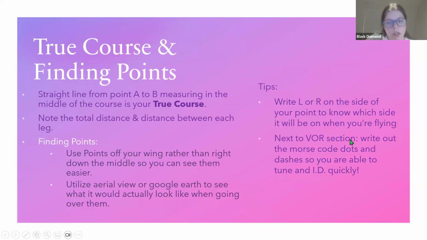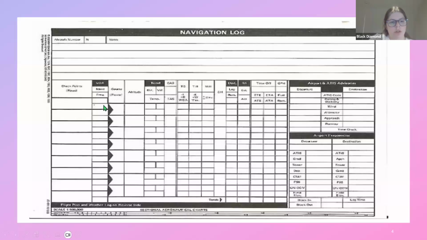Also, next to your VOR section or in your VOR section, whichever, I also write out the Morse code dots and dashes that is used for the identification of that VOR so that you're able to tune and ID it quickly. Because yes, you can go pull out your sectional map in flight, 100%. But if you already have the little dots and dashes, you can just tune and ID it quickly. You don't even have to whip out the whole sectional in flight.